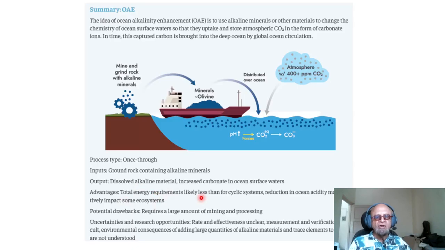Obviously, ground rock containing alkaline minerals are needed. Dissolved alkaline material and increased carbonate in the ocean surface waters is produced. The advantages are that total energy requirements are likely less than for cyclic systems. Reduction in ocean acidity may positively impact some ecosystems. Potential drawbacks, of course, require a large amount of mining and processing and shipping and distributing, and there is life cycle analysis needed.